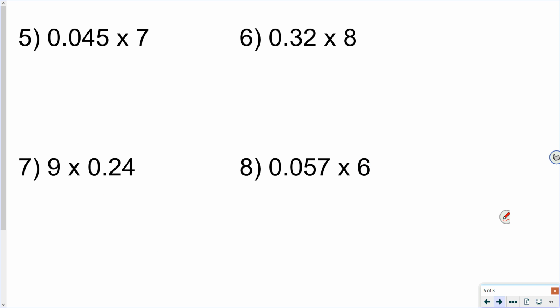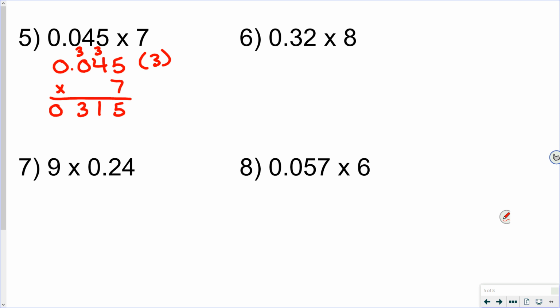So I have 0.045 times 7. 7 times 5 is 35. 7 times 4 is 28. Plus 3 is 31. 7 times 0 is 0, plus 3 is 3. And 7 times 0 is 0. We have 3 digits after the decimal point in 0.045. We have none in 7, for a total of 3 digits behind the decimal point. So it's 315 thousandths.